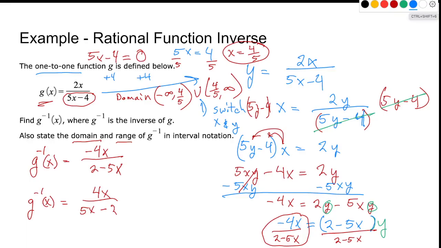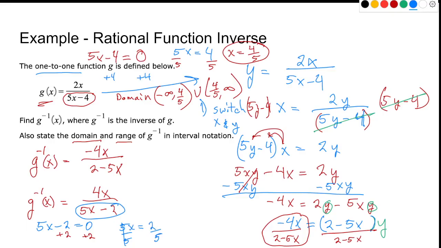So for the domain, I take the denominator; it doesn't matter what's in the numerator. We set the denominator equal to 0 and add 2 to both sides. That leaves us with 5x equals 2. Divide both sides by 5, and we see we need to exclude 2/5.